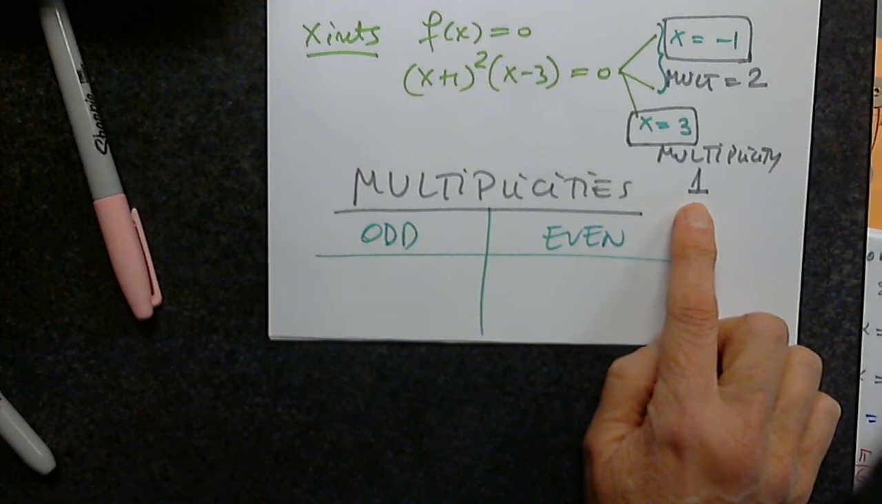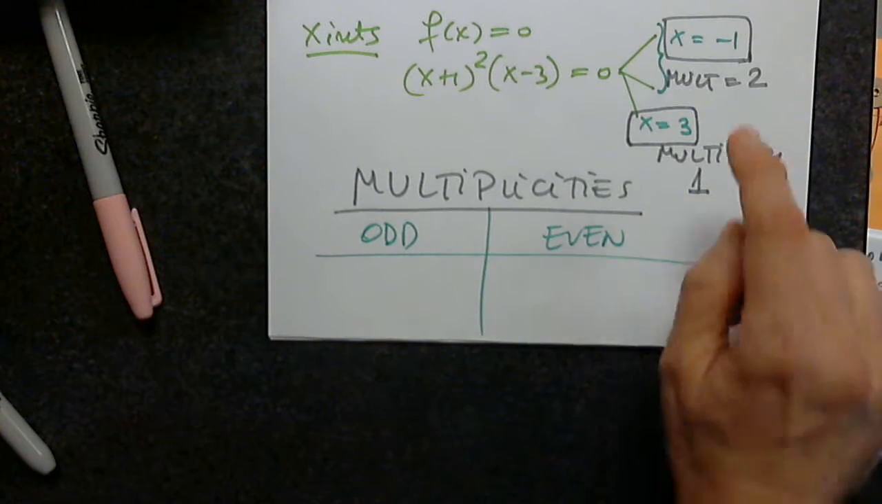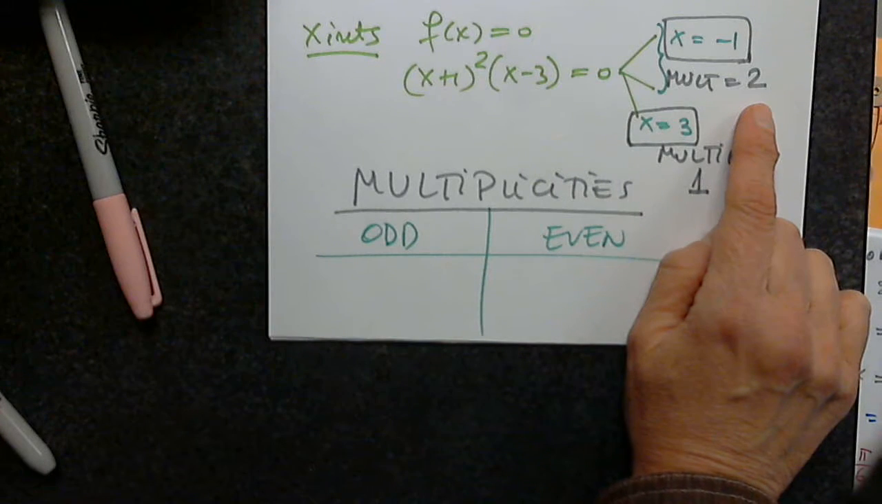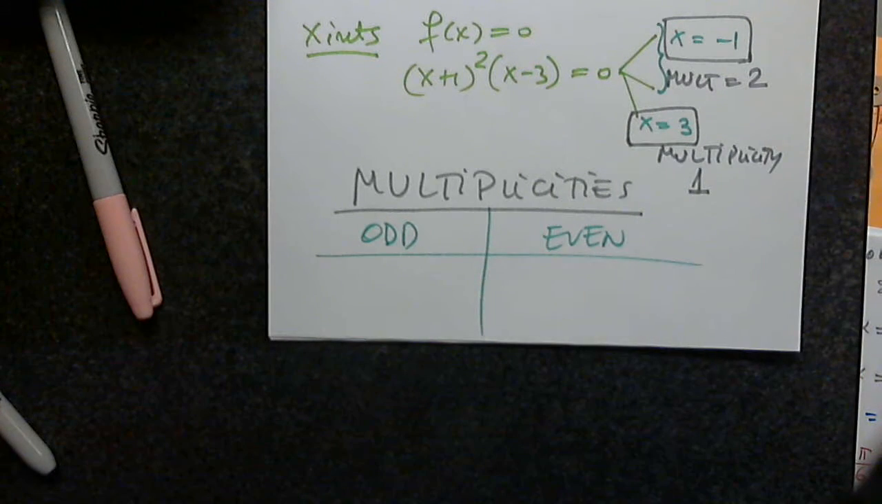It has an odd multiplicity because it appears once, and x equals -1 has an even multiplicity because it appears twice. Okay. Do you know any function that has a double solution at the point? X squared. What does x squared have at 0? A what? Term.